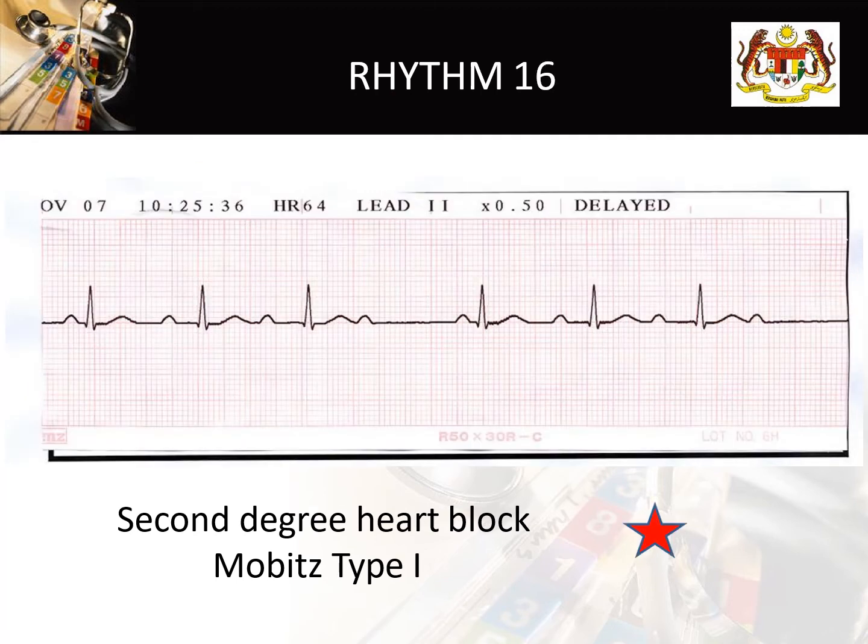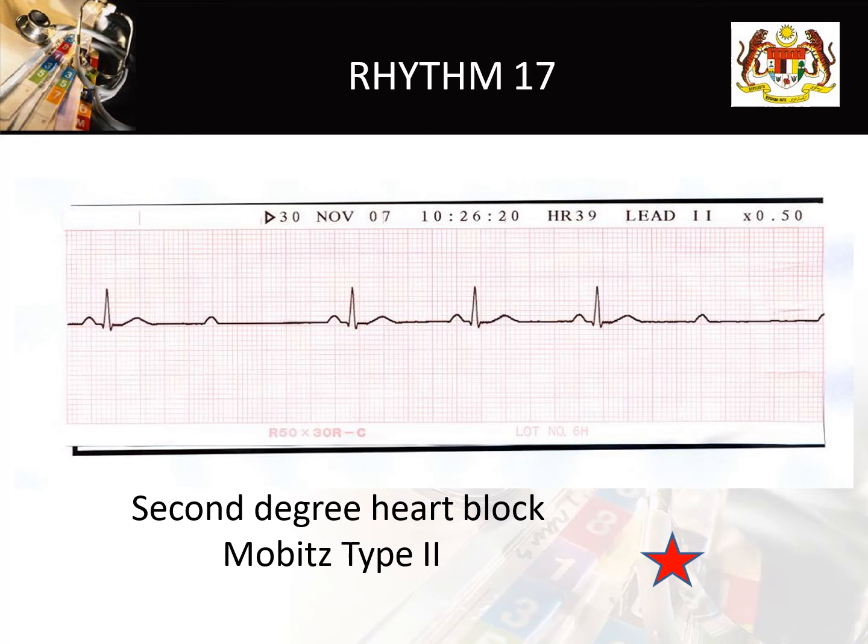Okay, this is another example of second degree Mobitz Type 1. Same here, you can see progressive lengthening of the PR interval, and then suddenly we get a dropped beat, or no QRS complex.